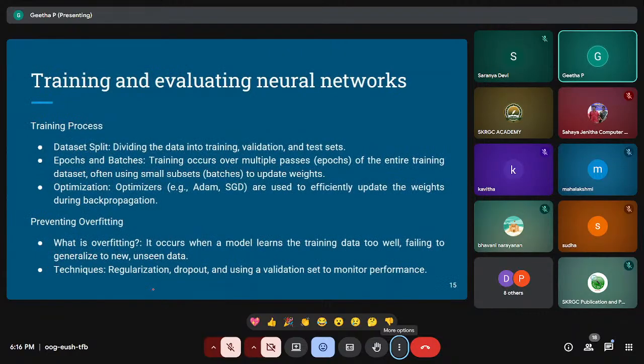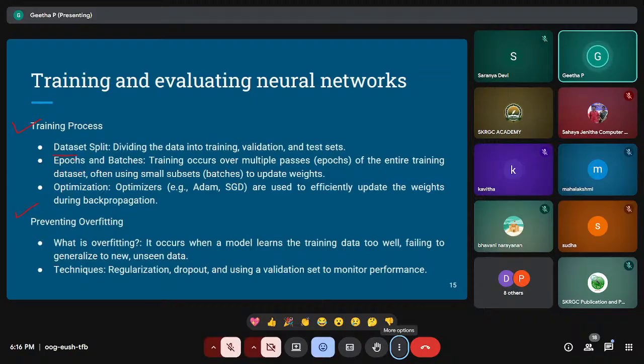Next is how to train and evaluate neural networks. We have the training process and the process of preventing overfitting. Why do we need to split the data set? During the training process, we split the data set, and there are epochs, batches, and the optimization process. We need to split the data because the model must learn, be validated, and be tested on different data, not on the same examples every time.